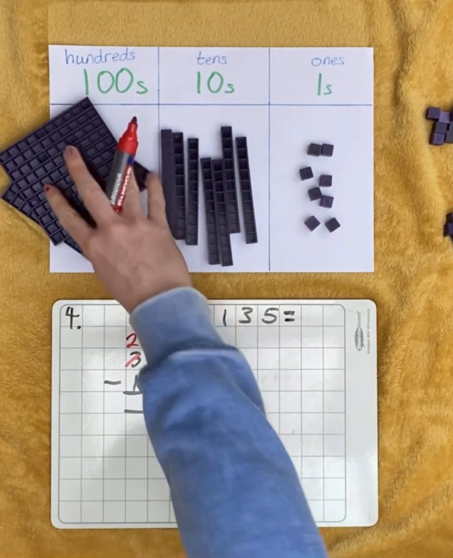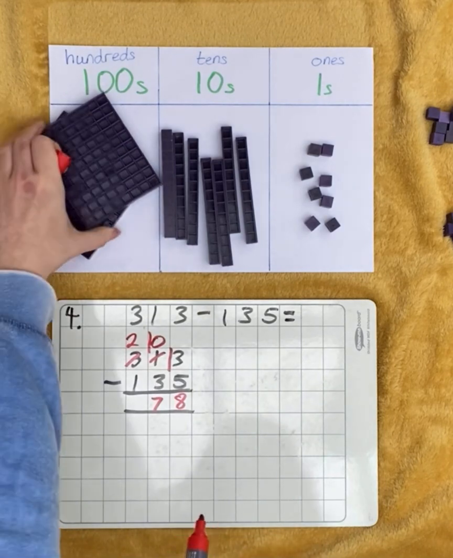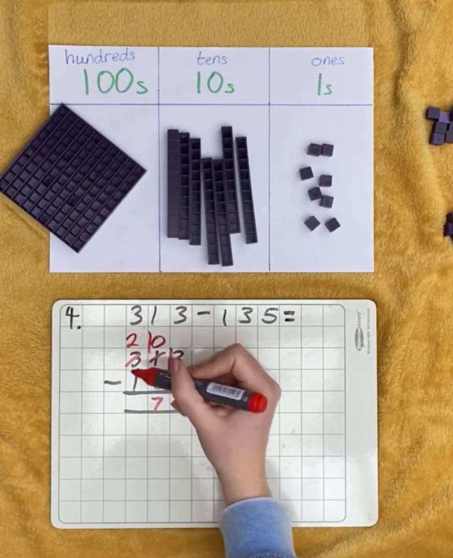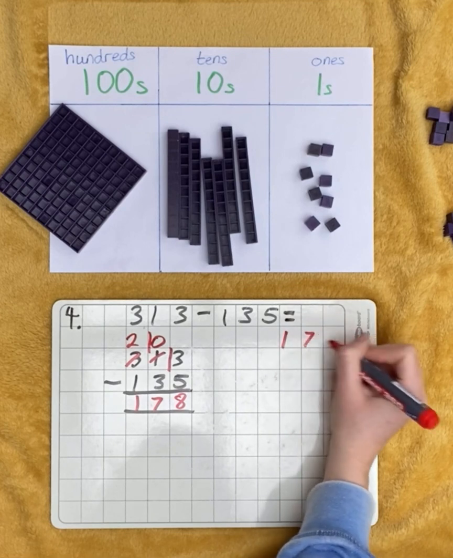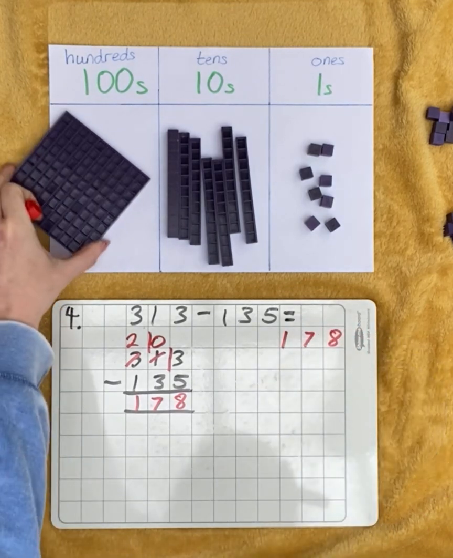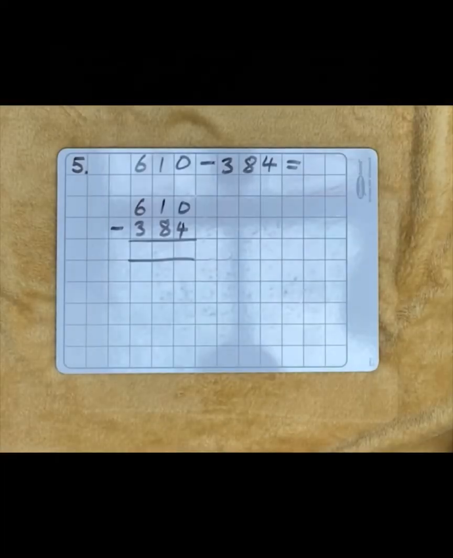Now we have 2 hundreds left. And we need to take away 1, which is fine, we can do that. 2 take away 1 is 1. So it's going to equal 178. And we can see that here with the deans. Now we're going to look at a couple more questions without using the deans.